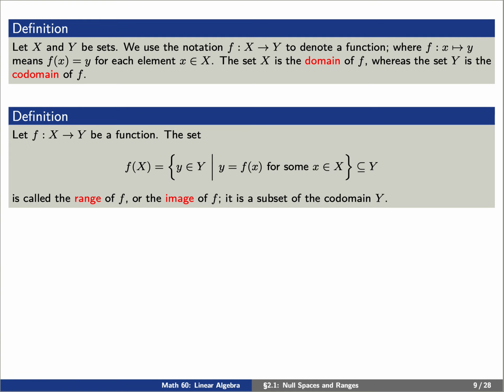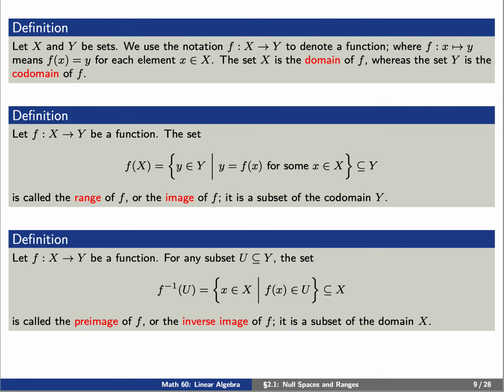We can take a look at the range, or that is the image of f, as follows. Consider the set of elements y in the codomain Y such that y = f(x) for some x in the domain X. This set is a subset of the codomain Y.